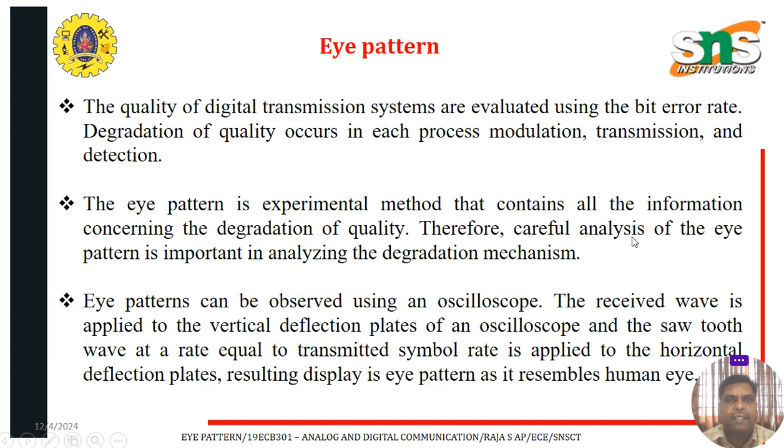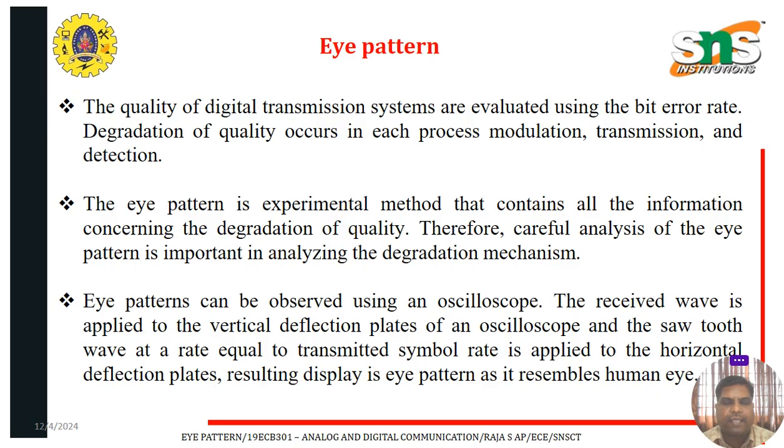The quality of digital transmission systems is evaluated using the bit error rate. Degradation of quality occurs in each process: modulation, transmission and detection. The eye pattern is an experimental method that contains all the information concerning the degradation of quality. Therefore, careful analysis of the eye pattern is important in analyzing the degradation mechanism. Eye patterns can be observed using an oscilloscope. It may be a normal oscilloscope or a dual storage oscilloscope.